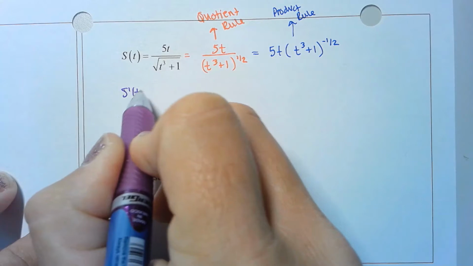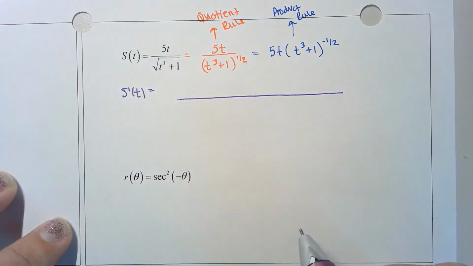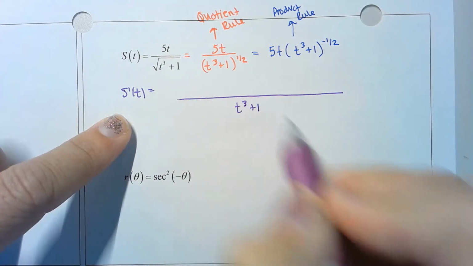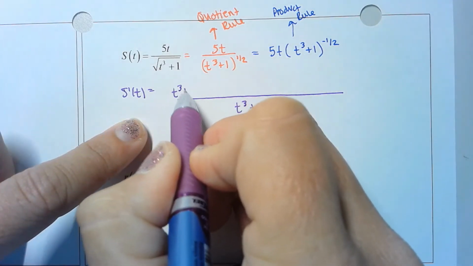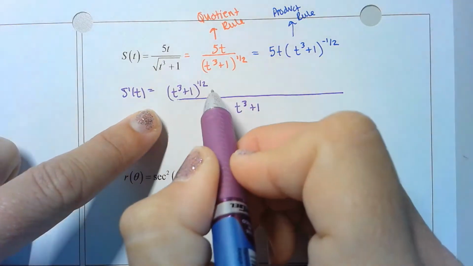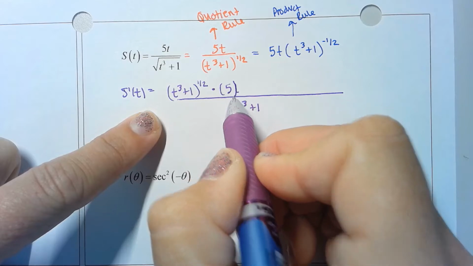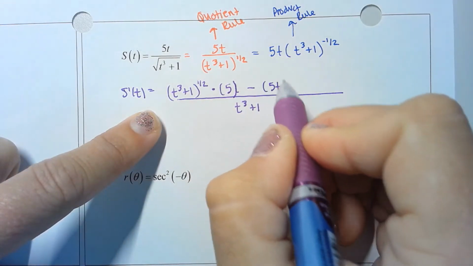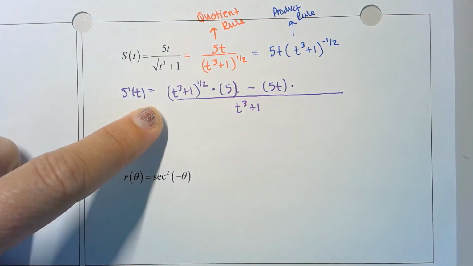S prime of t equals, I'm going to use the quotient rule. Square the bottom. So when I square the bottom, I'm left with t cubed plus 1. Then we rewrite the bottom, which is t cubed plus 1 to the 1/2. We multiply that by the derivative of the top, which is just 5. Minus the top, which is 5t, times the derivative of the bottom.